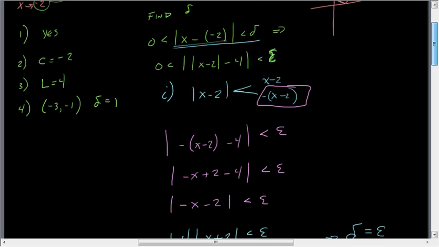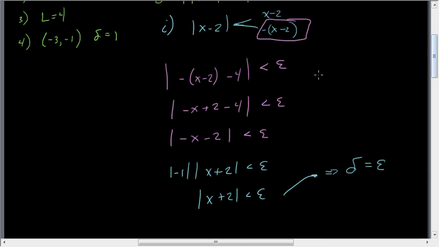Okay, so now we have delta. It's either epsilon or it's 1. And so we say delta is equal to the minimum of epsilon or 1. Okay, so we have to choose it, and that just depends on how small we make epsilon.